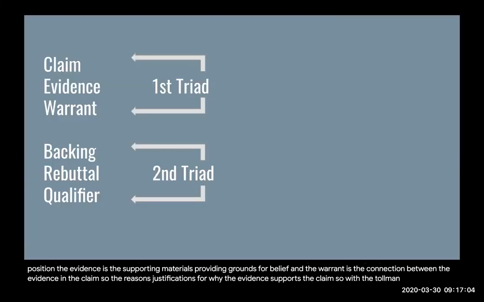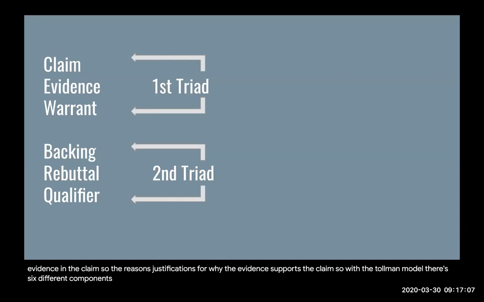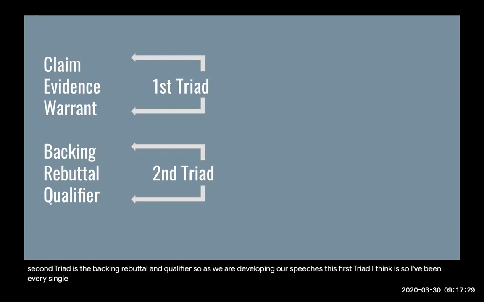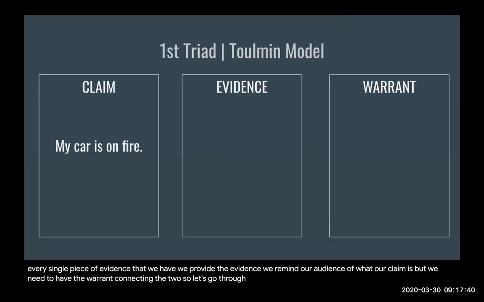So with the Toulmin model, there are 6 different components, and they've been broken up into triads. The first triad talks about the claim, evidence, warrant. The second triad is the backing, rebuttal, and qualifier. As we are developing our speeches, this first triad I think is so important and something that we need to have in every single piece of evidence that we have. We provide the evidence, we remind our audience of what our claim is, but we need to have the warrant connecting the two. So let's go through these first 3 elements, the first triad.